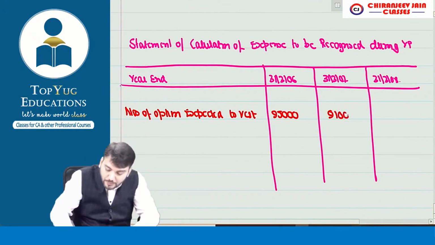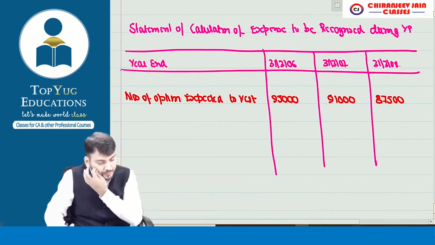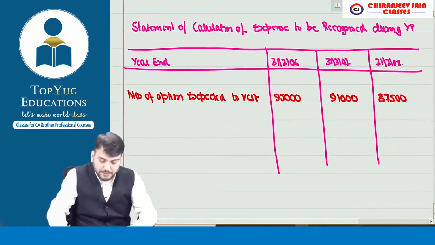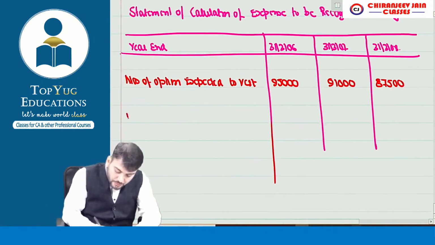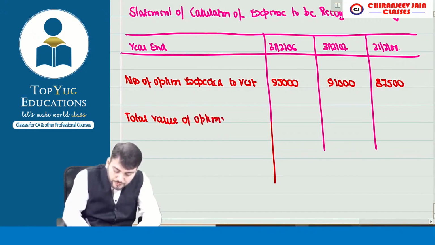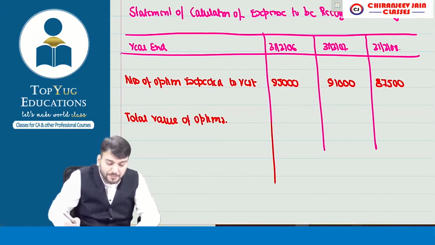Then 91,000 options. Then 87,500 options. Understood? Correct? Understood this point? Then write down total fair value of options. So we'll multiply by intrinsic value: 95,000 into what? 30 is equal to 28 lakh 50,000.